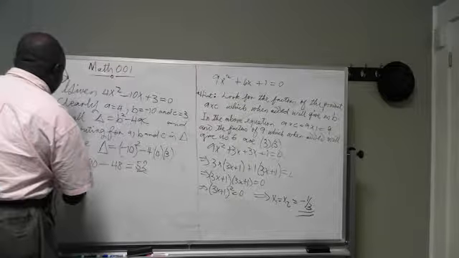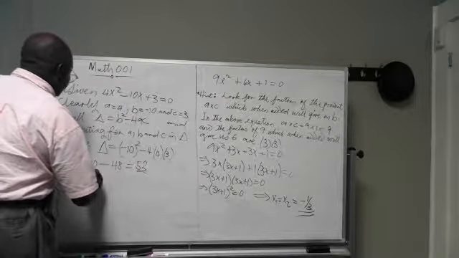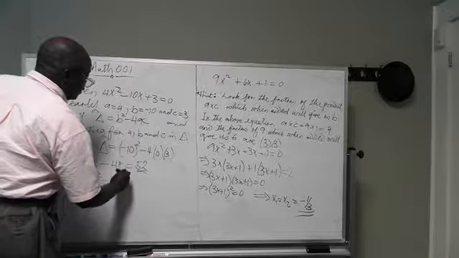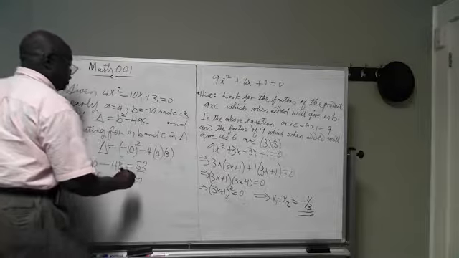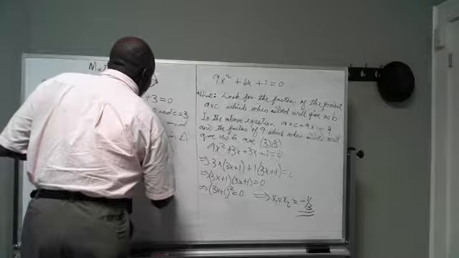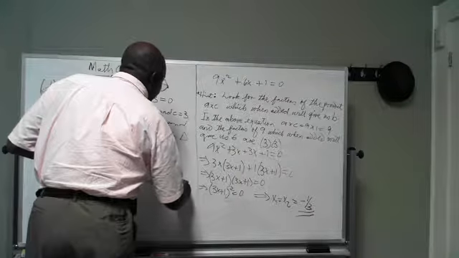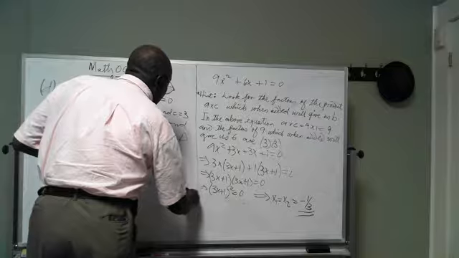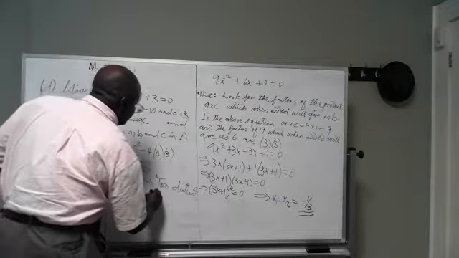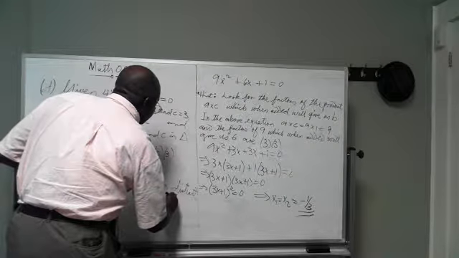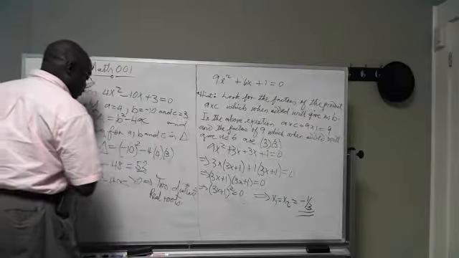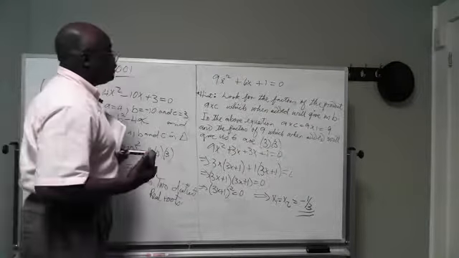Clearly, B squared minus 4AC is greater than 0, implying the equation has two distinct real roots. Now let's evaluate the real roots.